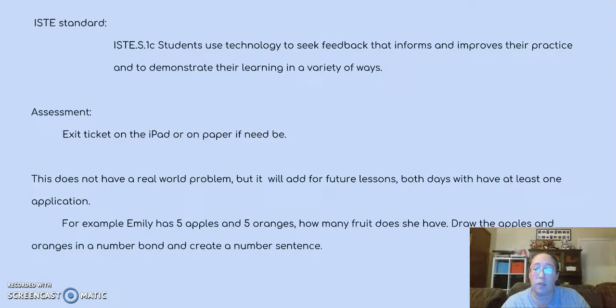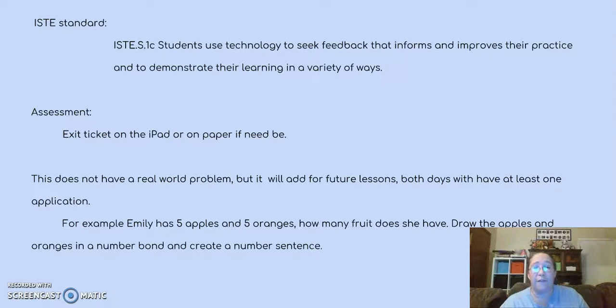Because of certain students in my classroom, if the iPad is too hard, I do have the paper version if needed. And the great thing about the exit tickets is I grade them and they have instant feedback on what they got on their exit ticket.